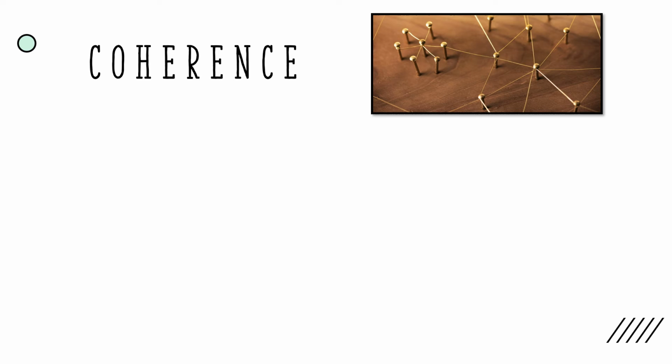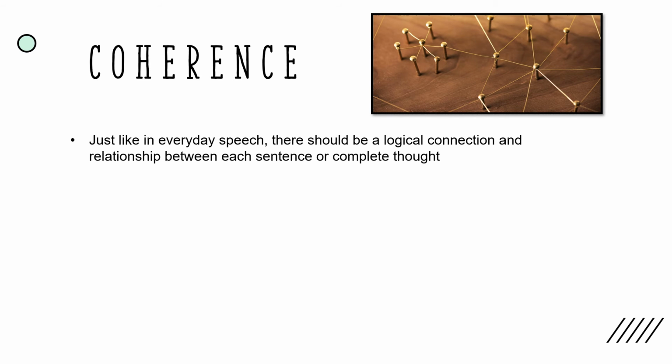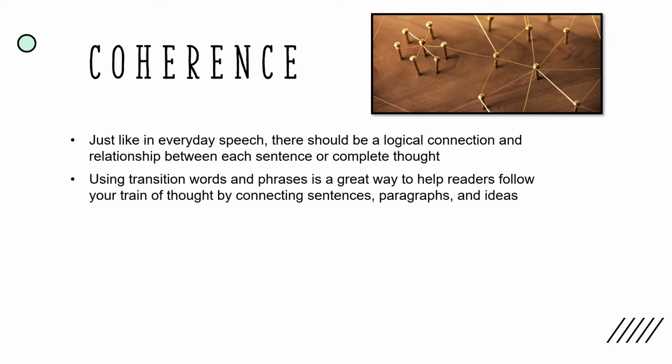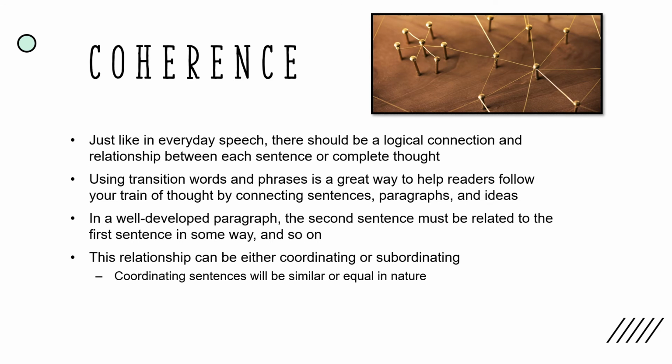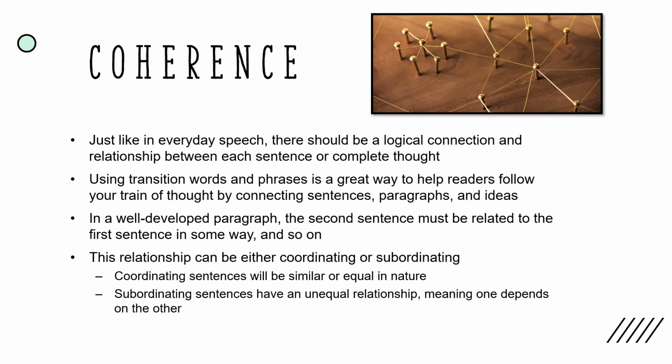Paragraphs should also be coherent. Just like in everyday speech, there should be a logical connection and relationship between each sentence or complete thought. Using transition words and phrases is a good way to help readers follow your train of thought by connecting sentences, paragraphs, and ideas. In a well-developed paragraph, the second sentence must be related to the first sentence in some way, and so on. This relationship can either be coordinating or subordinating. Coordinating sentences will be similar or equal in nature, while subordinating sentences have an unequal relationship, meaning one depends on the other.